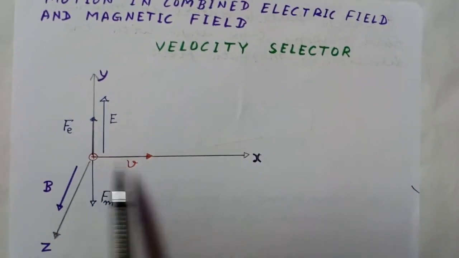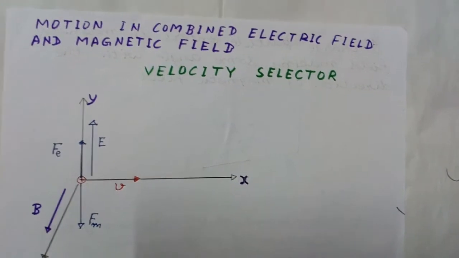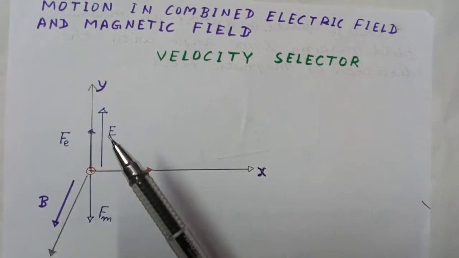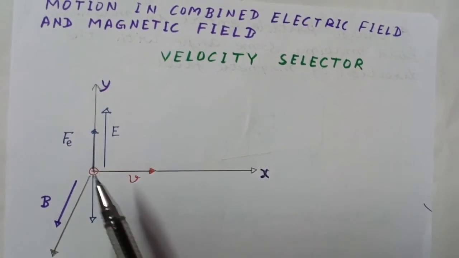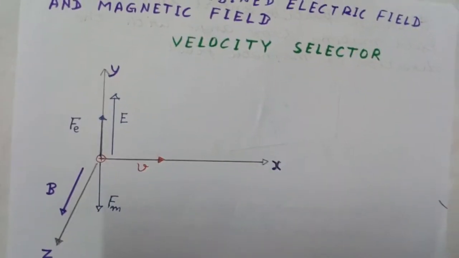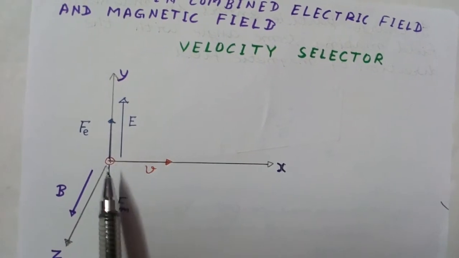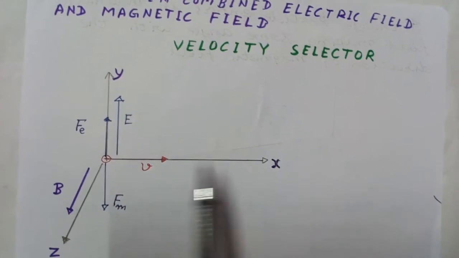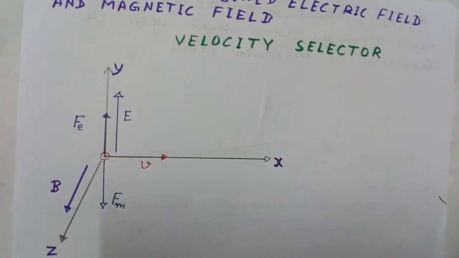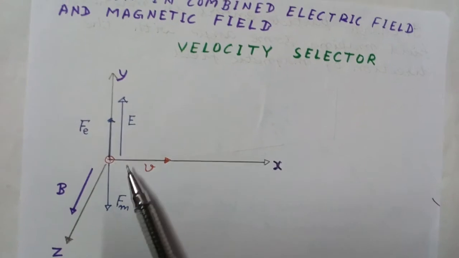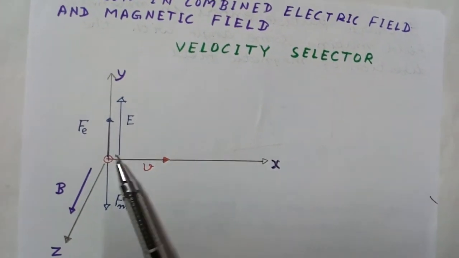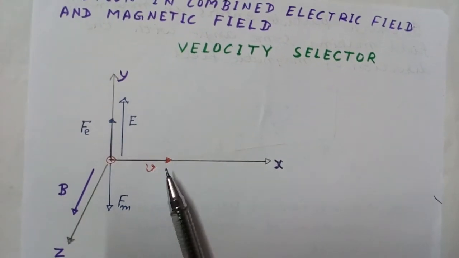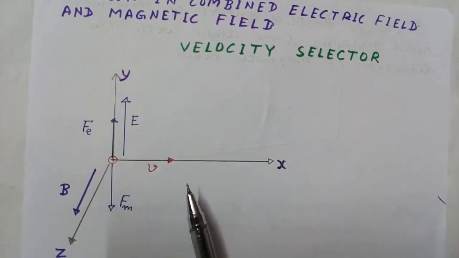So this device is known as velocity selector, because by adjusting the value of E and B, charged particles of certain velocity V will pass undeflected. If velocity is less than this V, then particle will deflect along positive y-axis, and if V is greater than this velocity, then particle will deflect along negative y-axis.